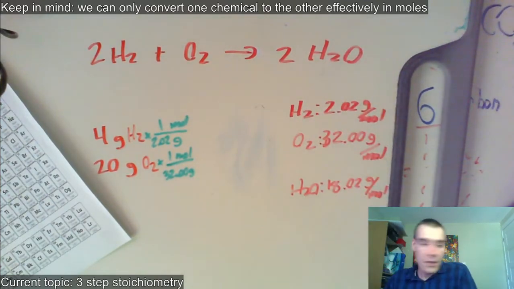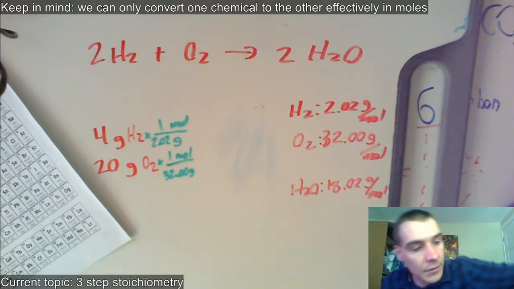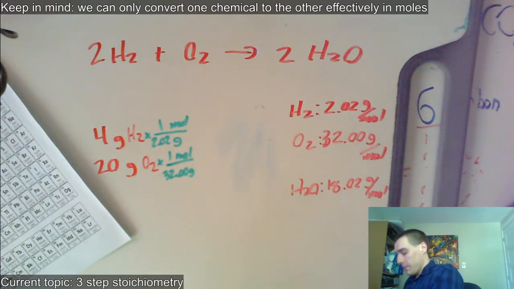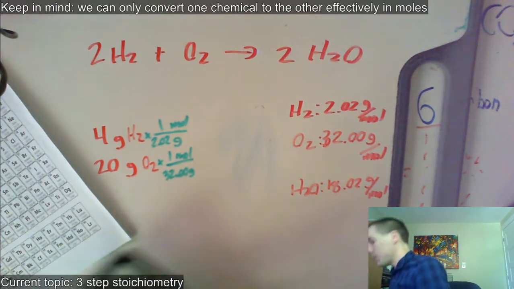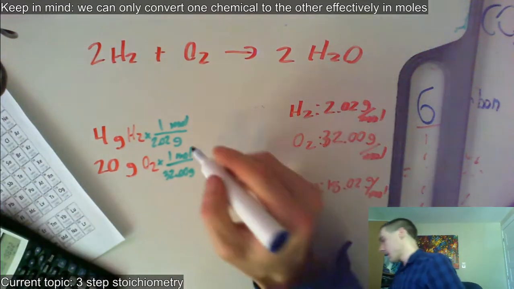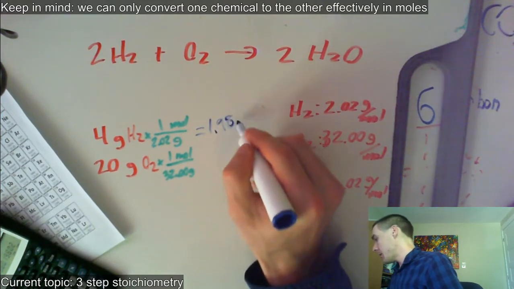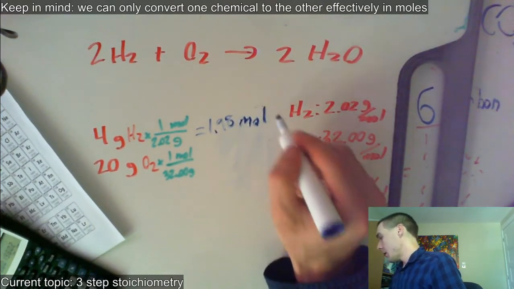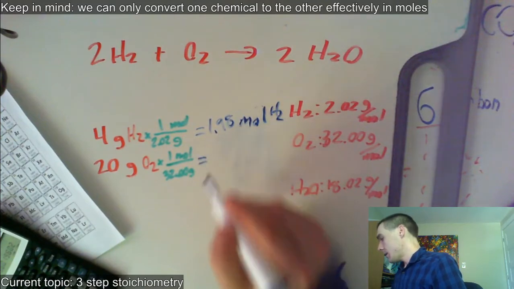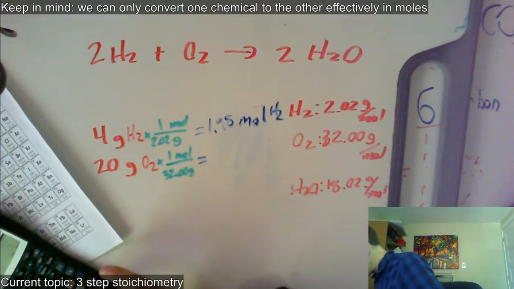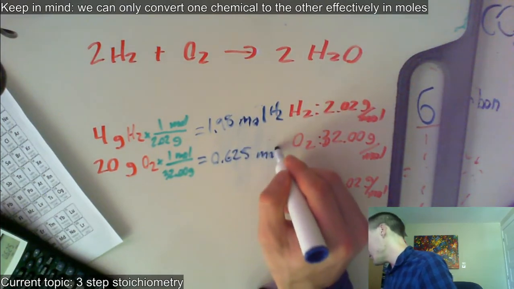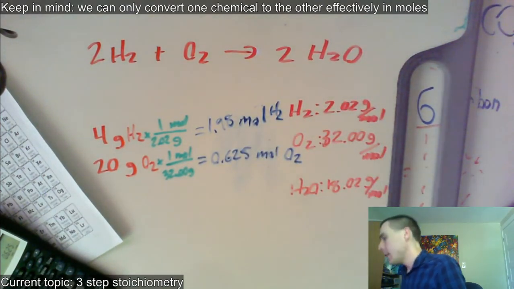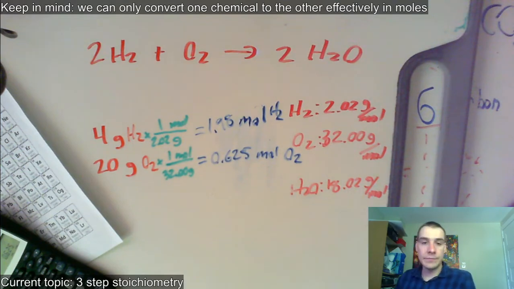And so what I'm going to have is some number. So I'm going to get my calculator out, wherever I put it. Here it is. 4 divided by 2.02. That's 1.98 moles of H2. And 20 divided by 32 is 0.625 moles of O2.